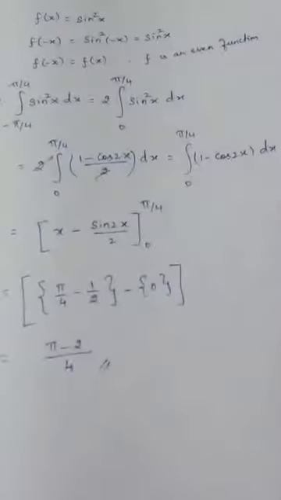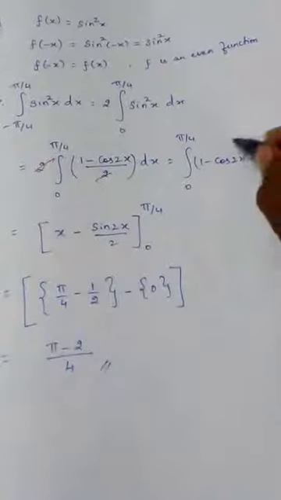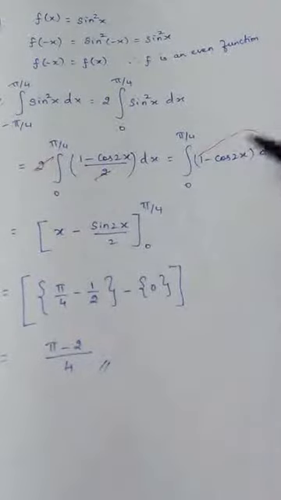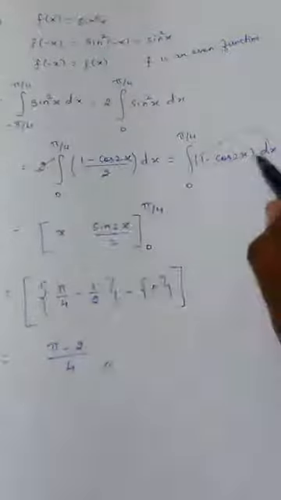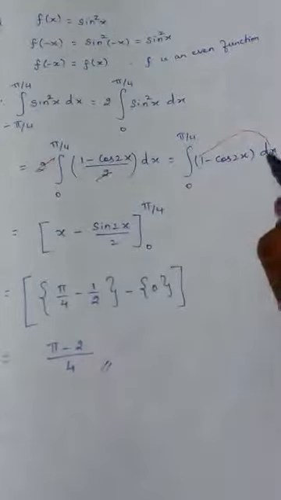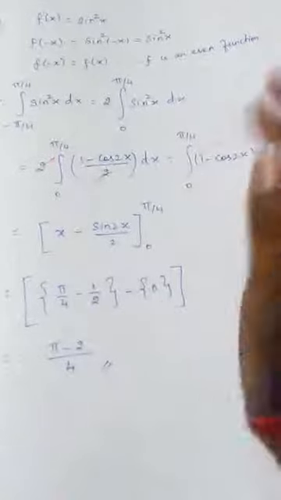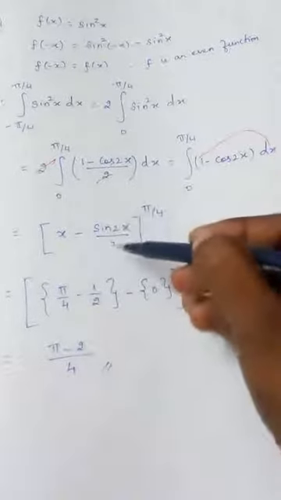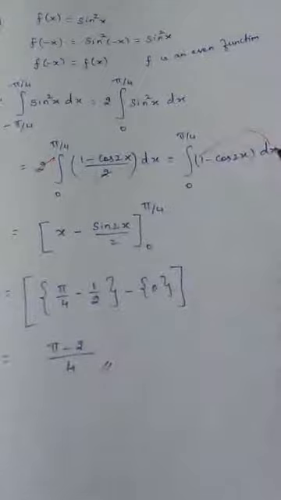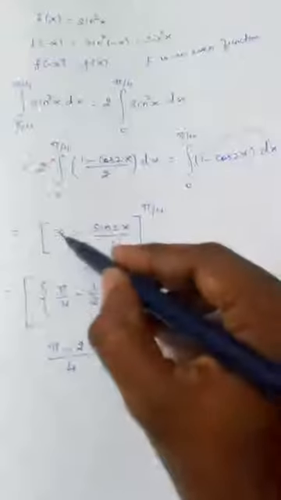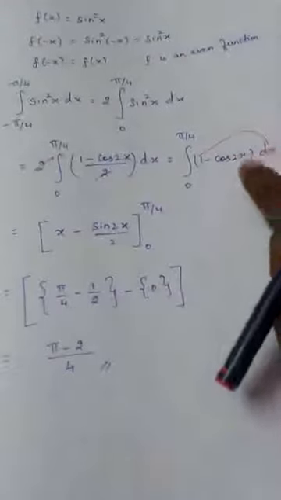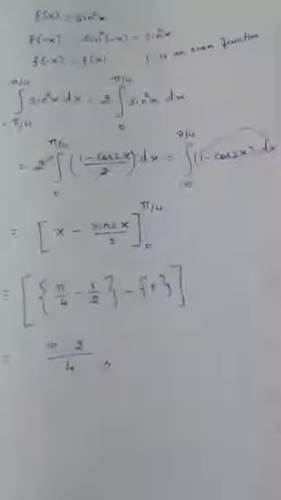This integration can be taken as the integral of 1 into dx, and the integral of dx is x. Then cos 2x dx, with the minus sign written here. The integral of cos 2x dx is sin 2x by 2. These are the integration formulas I am talking about. Integral dx, the answer is x. Integral cos 2x dx is sin 2x by 2. The limit is 0 to pi by 4.